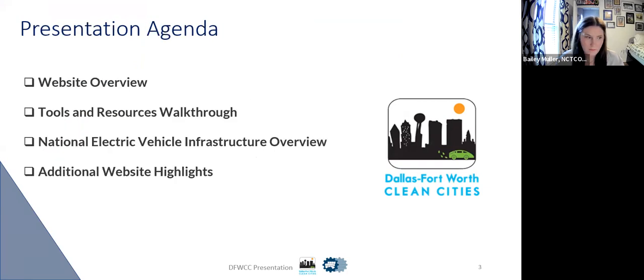Over this 90 minutes, we're going to go over, very briefly, a website overview, how it's laid out, and the different categories we have. Then a tool and resource walkthrough with a little more detail. We're going to go over the National Electric Vehicle Infrastructure Plan overview and how that's relevant to all these resources and how you can use them in your planning efforts. And then some additional website highlights and Q&A.